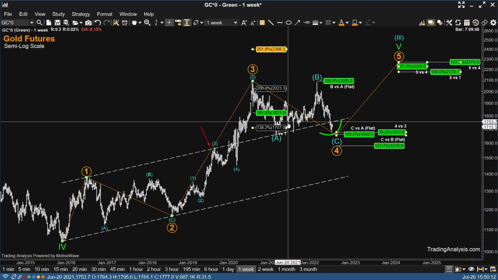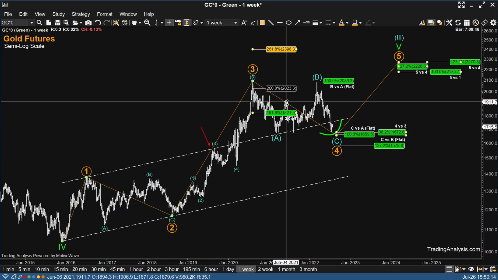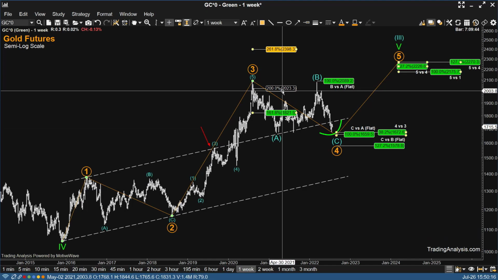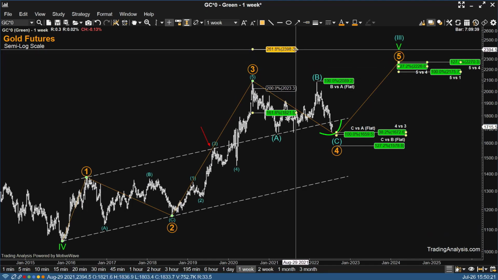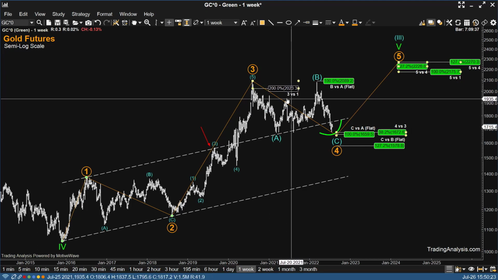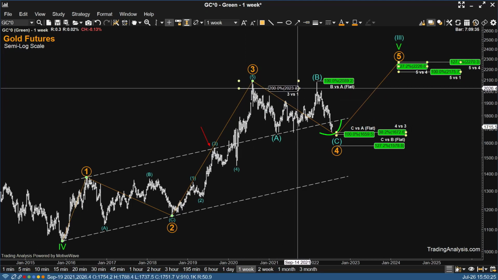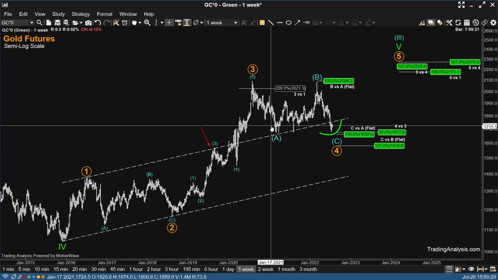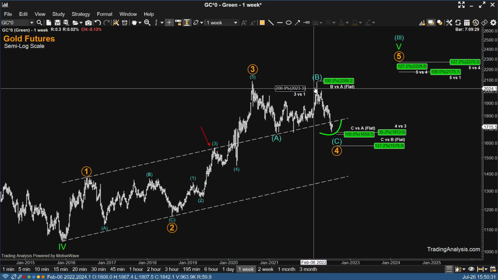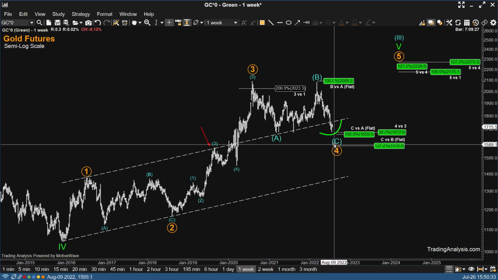The wave 3 objective included 1821, 2023, and if we broke that, we could potentially have seen a move up to 2400. We ended up stopping at about a 200% relationship to the wave orange 1, and we have then seen from August of 20, 3 waves down, 3 waves up, and now 5 waves down.